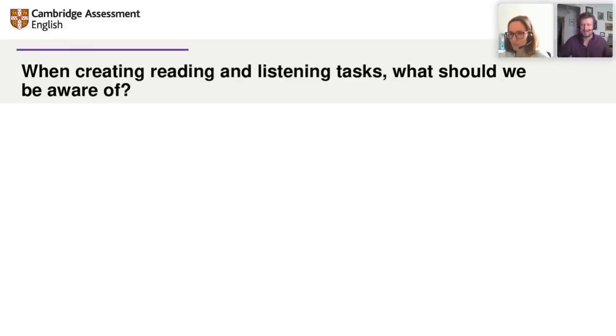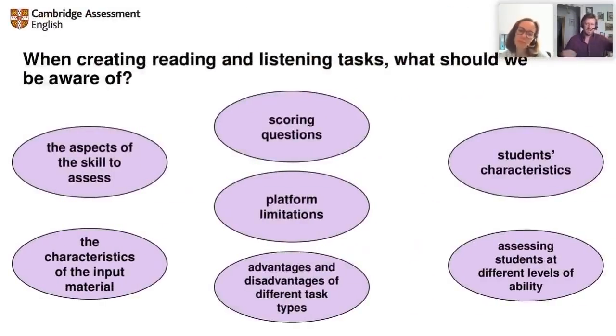Time, definitely, lots of different things. We came up with a variety. So again, what we've spoken about, the aspects of the skill that we're assessing and making sure that we're hopefully not testing too many different things at once. Sometimes that's useful, but it can make it harder afterwards for us to mark and to assess. Again, the characteristics of the input material, how complex that is. Scoring, how we score questions, whether it's all going to be 1 point per question, or different weighting for different areas. Teaching online, the limitations of the platform that you're using, obviously you have to factor this in.